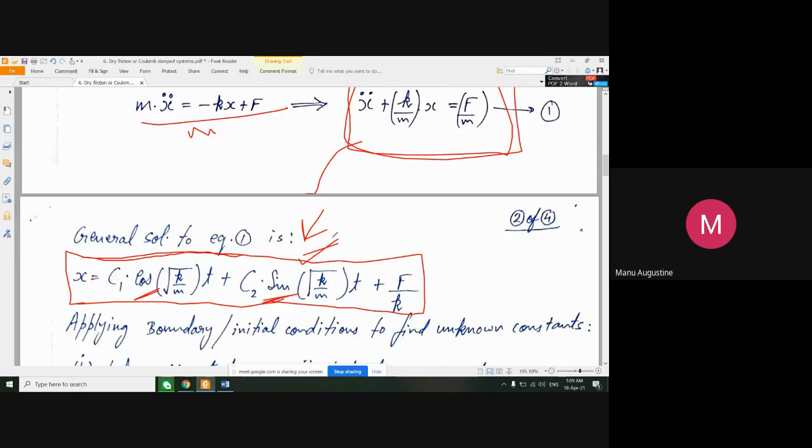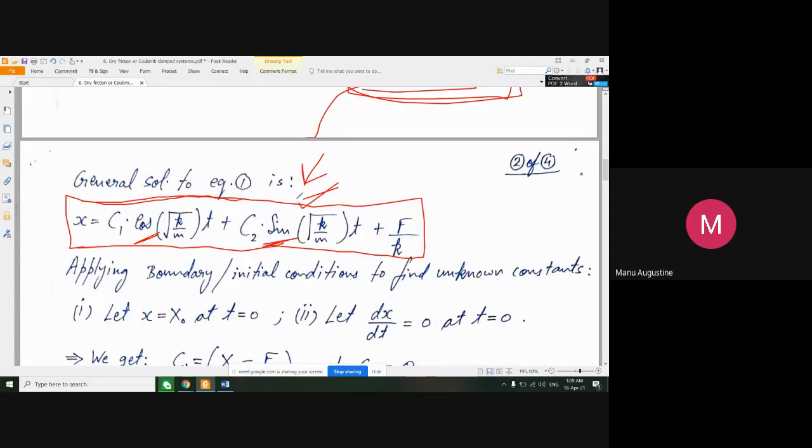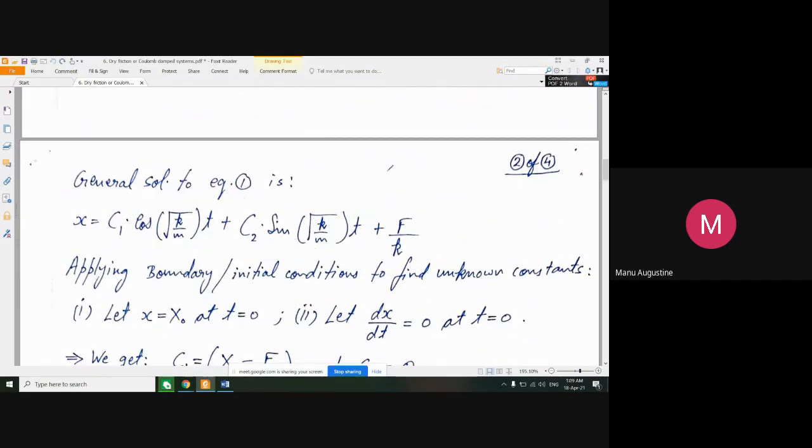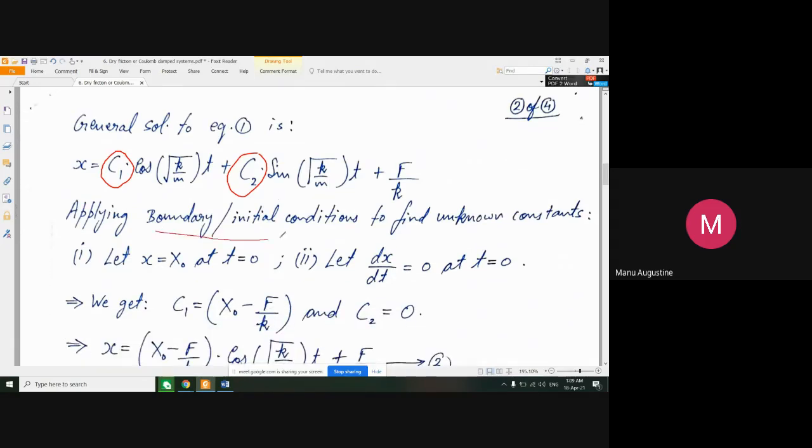But anyway, you can directly claim that the solution to this differential equation can be generally given by this expression. Why are we calling it a general solution and not the simple solution? Because this solution has two unknown constants, C1 and C2. And these two unknown constants have to be found by applying boundary or initial conditions. Now, once again, I will not be dwelling on this topic because the application of boundary conditions and initial conditions have been taught to you in class while you were doing your viscous damping.